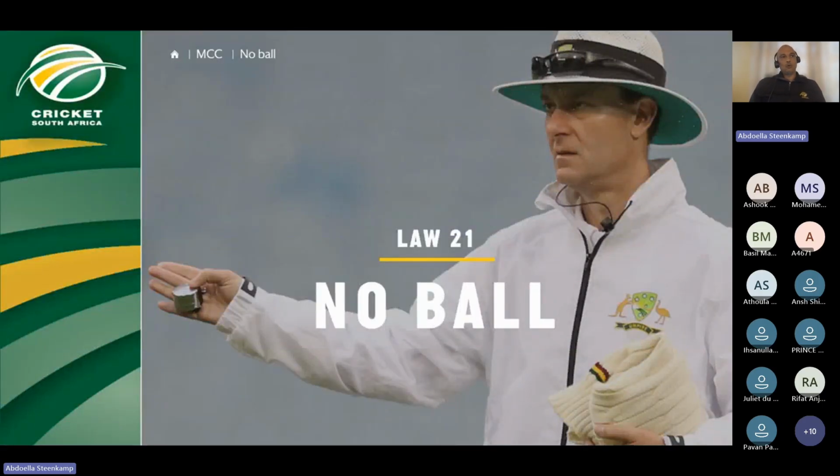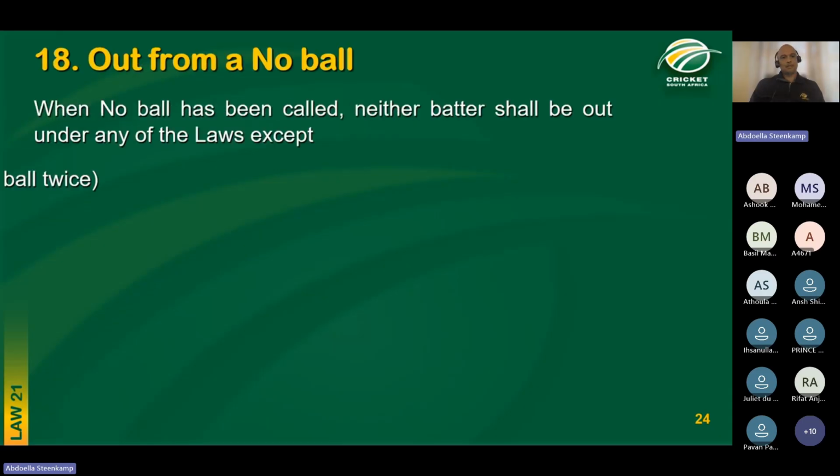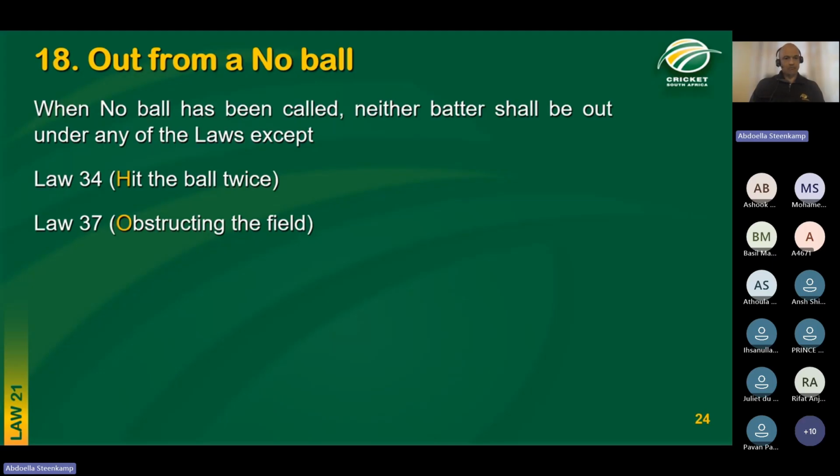When it comes to no ball, there's only one slide that I'm covering here, and that is how can you be dismissed off a no ball? There are only three ways, and they are hit the ball twice, obstructing the field, and a run out. These are the only three methods or modes of dismissal as soon as no ball is called.